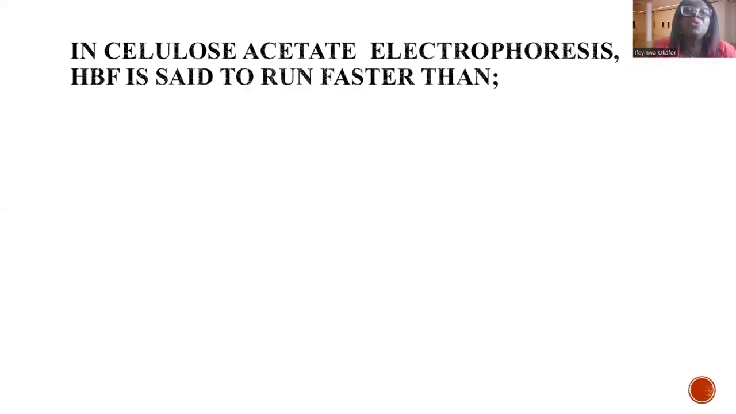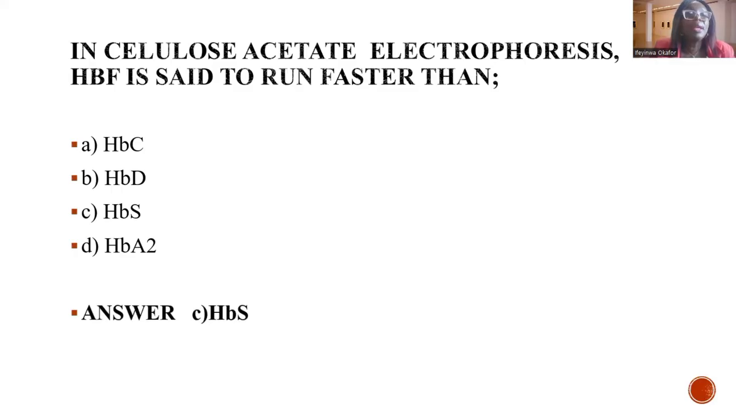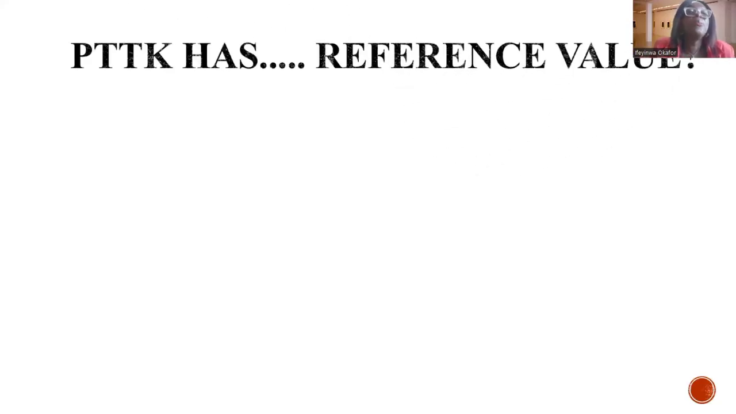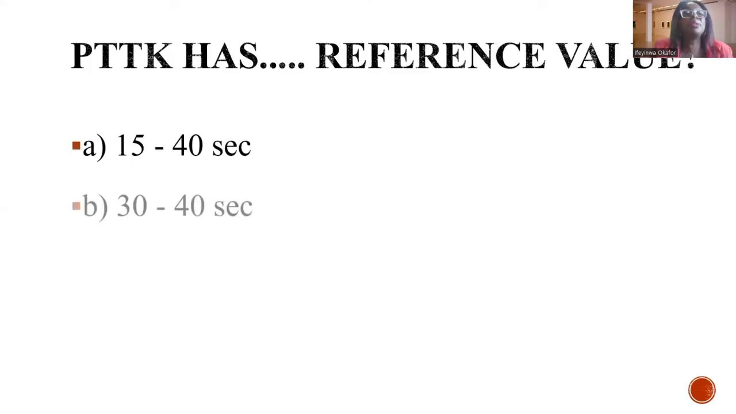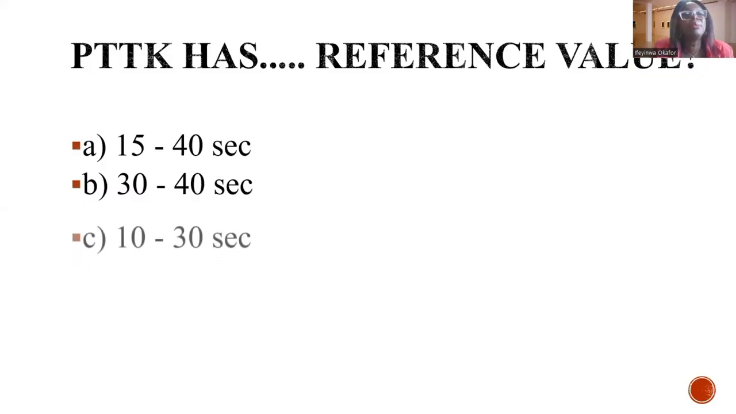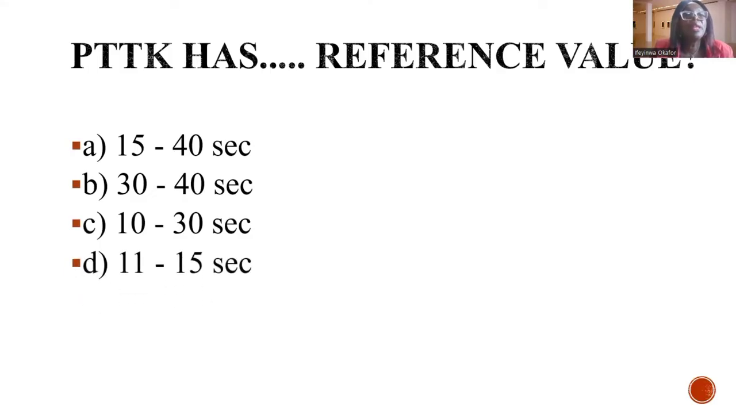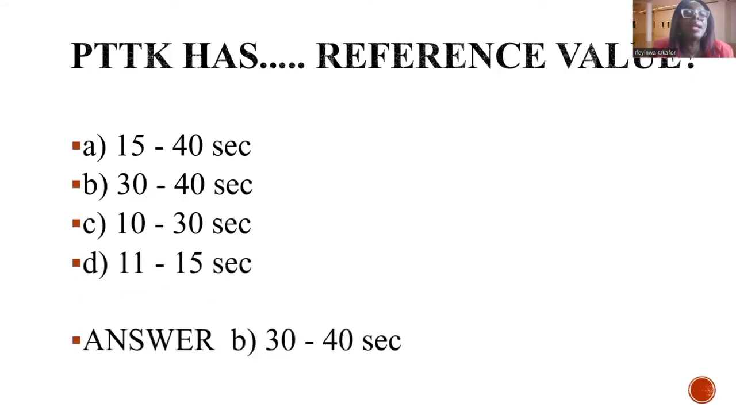In cellulose acetate electrophoresis, hemoglobin F is said to run faster than hemoglobin C, hemoglobin D, hemoglobin S, hemoglobin A2. Answer is hemoglobin S. PTTK has that reference value. The reference value for PTTK is 15 to 40 seconds, 30 to 40 seconds, 10 to 30 seconds, 11 to 15 seconds. Answer B, 30 to 40 seconds.